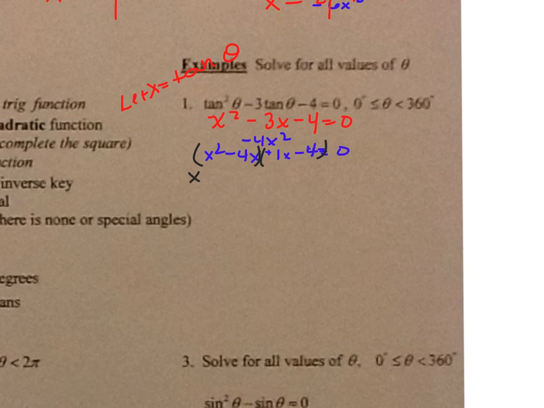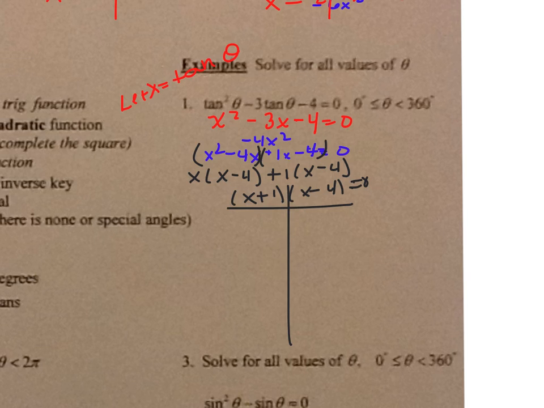So the GCF of the first group is x times x minus 4, and the GCF of the second group is positive 1 times x minus 4. So my factors are x plus 1 and x minus 4 equals 0. T-chart, we get x is equal to negative 1 and x is equal to positive 4. So now I have to replace my x with tangent. So it's tan theta is equal to negative 1. And tan theta is equal to 4.